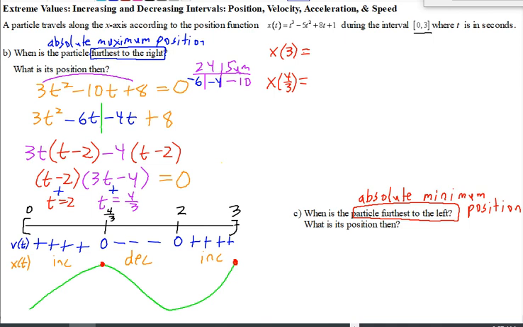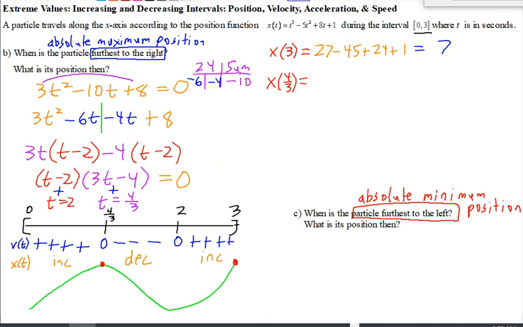So x of 3: 3 cubed is 27, minus 3 squared is 9 times 5, 45, plus 8 times 3 is 24, plus 1. Let's try adding up all the positive numbers first. So let's see, 27 plus 24 is 51, plus 1 is 52, minus 45 is 7. So that's the position. It's at 7 on the x-axis at time 3.